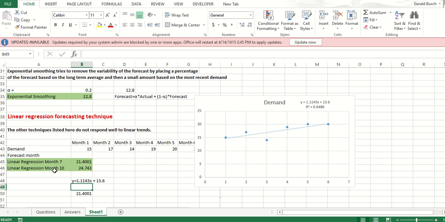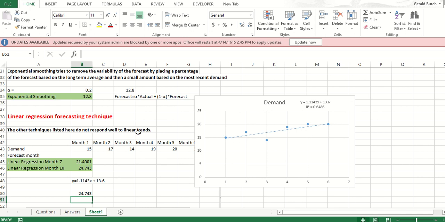Now the next one is what happens for the linear regression for month 10. I'm just going to go back here. Instead of putting in 7 in that place, let's put in month 10, hit enter, and there's our forecast for month 10. Hopefully this makes sense for linear regression.